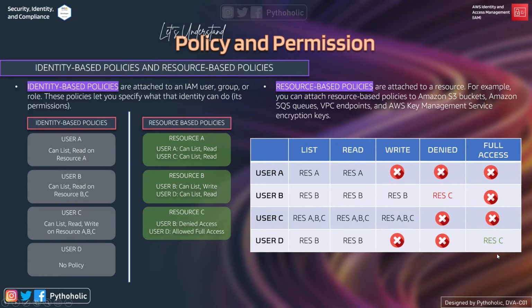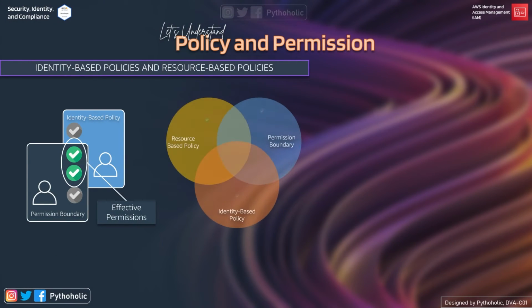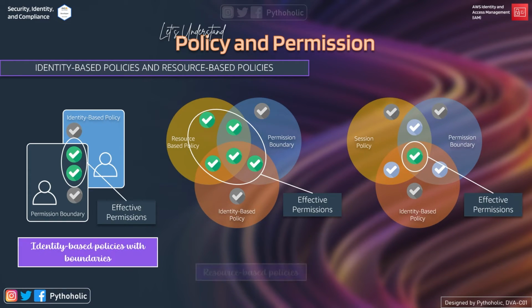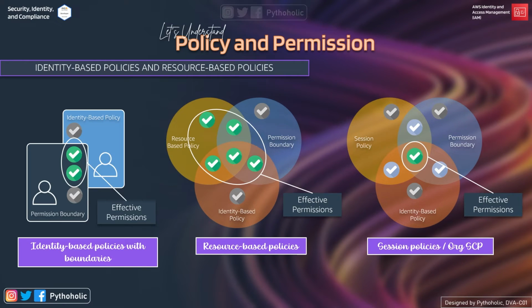So now what you have to understand is, even though the user doesn't have an identity-based policy attached to it, if there is a resource-based policy that allows full access, then that user will be able to perform the operation on that particular resource. Now let's see this once again. For identity-based policies with boundaries, the effective permission is the intersection of the permission boundary and the identity-based policy. So this is its effective permission.